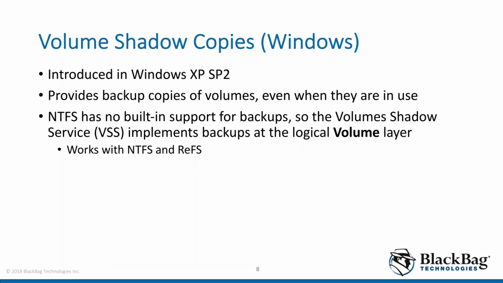The next backup solution we're going to talk about is the backup solution that has been built into Windows for quite some time. It's called volume shadow copies. This was introduced first in Windows XP Service Pack 2, and it provides logical backups of volumes, even when these volumes are in use. Again, NTFS has no built-in support for backups at the file system layer, so the volume shadow service was created and implements backups at the logical volume layer. And because it happens at the volume layer, again, it's pretty file system agnostic, so it's going to work on all your Windows file systems, NTFS and ReFS.